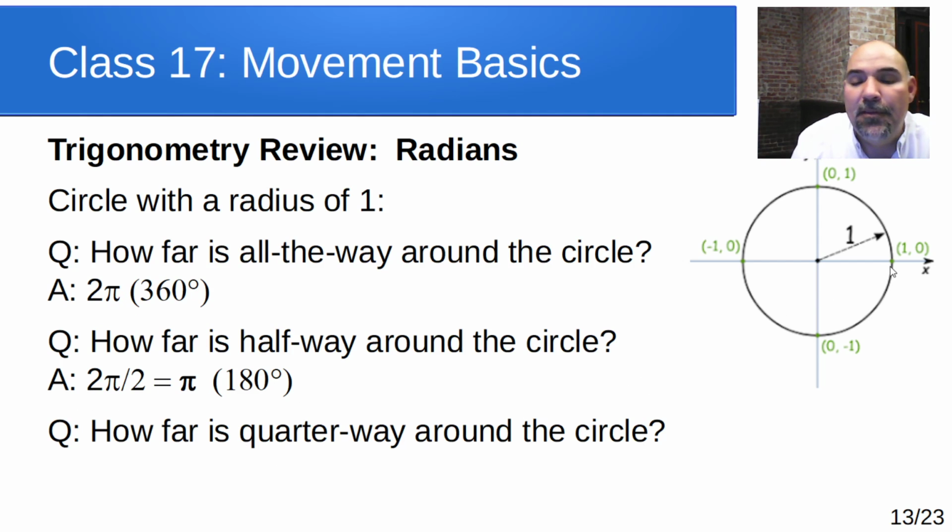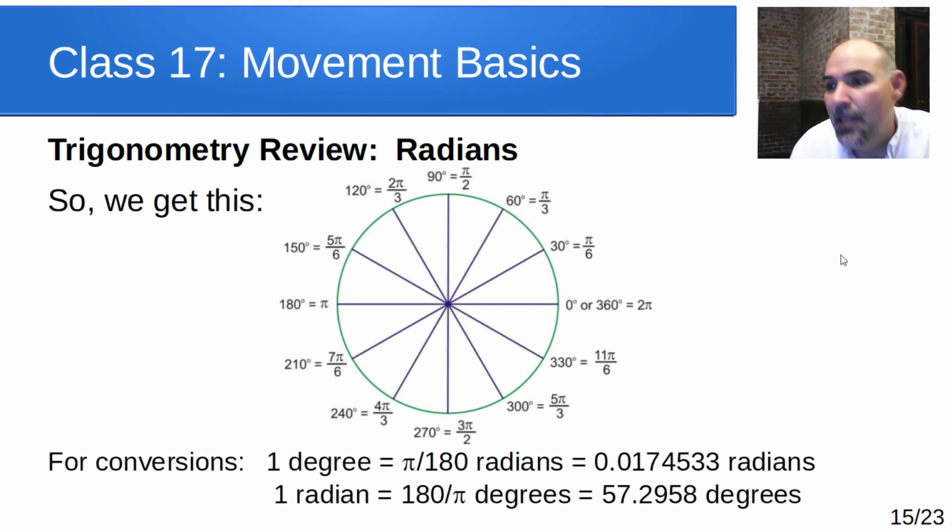Now, to further that, let's look at a quarter of the way around. A quarter of the way around is half of the way around halved. So that's going to be pi over 2, or 90 degrees. So 90 degrees is pi over 2, 180 degrees is pi, 360 is 2 pi. And really, because of how this works, any distance we walk corresponds to some angle. So that gives us this chart that looks like this, where 0 and 360 are 2 pi, 30 degrees is pi over 6, 60 degrees is pi over 3, 90 is pi over 2, and so forth all the way around.